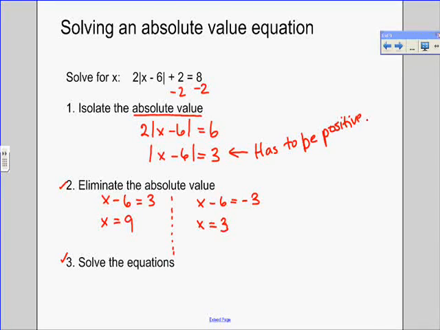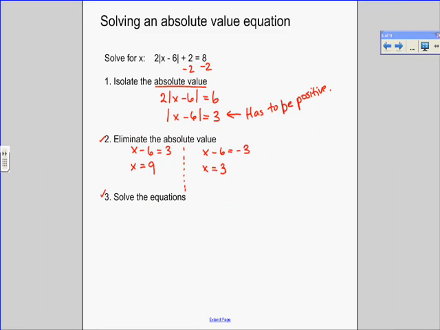And what I'm going to use this little space at the bottom for is just to do a double check. I've got this solution set. My solution is x equal to 9 and x equal to 3. I want to double check those just to prove to myself that they are in fact both solutions. I'm going to substitute them both into my original equation.